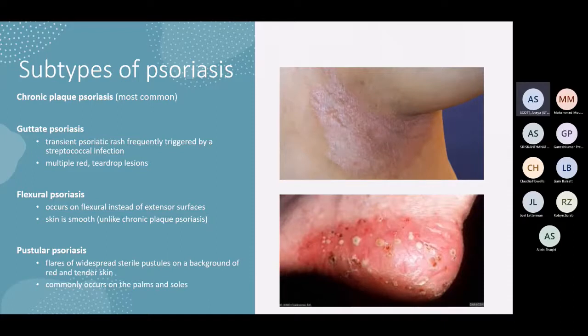So yeah, chronic plaque psoriasis is the type that we spoke about earlier that you're probably most familiar with. Then you've got this guttate psoriasis, which is followed by a sore throat, usually a streptococcal infection. Then flexural psoriasis is a bit rarer, and that occurs on the flexural surfaces instead of the extensor surfaces. So that's the top photo here. And instead of having this scaly raised appearance, it's smooth and a bit shinier. And then pustular psoriasis, which is quite rare, I wouldn't really worry about, but you get these pustules, particularly on the palms of the hands, sorry, and soles of the feet, on this background of really red skin.